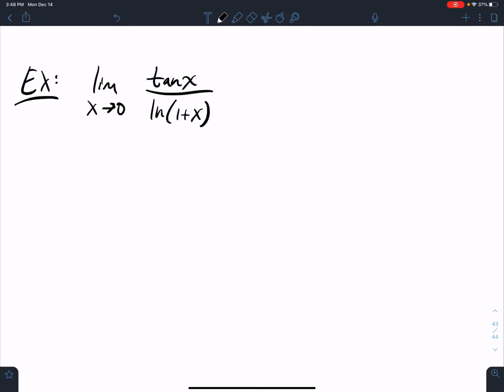So in this video, we're going to do a limit problem. The first thing that I always do with my limit problems is I check the form. To check the form, I'm going to plug in 0. Whenever I plug in 0, I get the tangent of 0 over the natural log of 1 plus 0. Tangent of 0 is 0. ln of 1 is 0. So my form is 0 over 0.